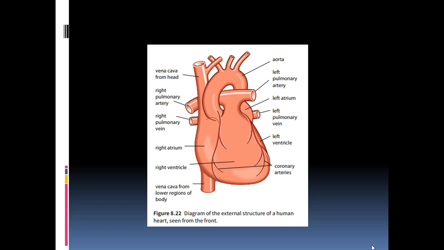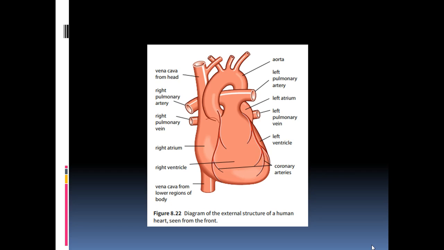So I guess this is a familiar diagram to you. It's a three-dimensional diagram of the heart, and in your syllabus you are required to know all the blood vessels that are connected to the heart. So I guess you are familiar with the vena cava, pulmonary artery, pulmonary vein, and also aorta.